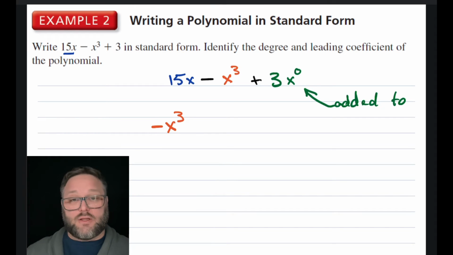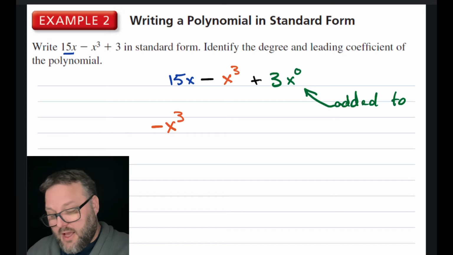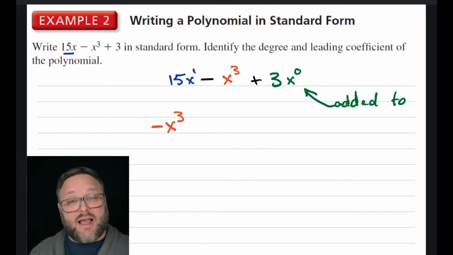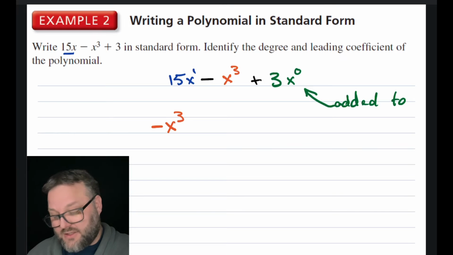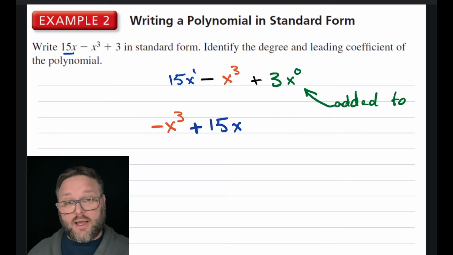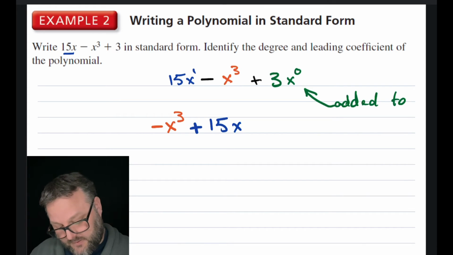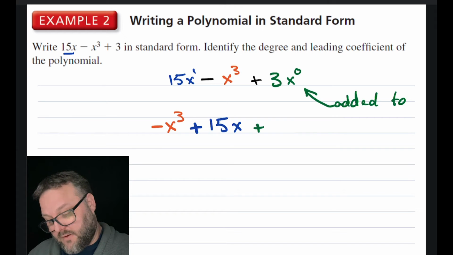Since 3 is the largest degree I have in this, that term is written first. Then, because this x actually has a 1, it is the next term. Now, it's positive, so I'm going to write plus 15x. Now, I'm not going to put the 1. I only put it there to remind myself, hey, it's got a 1 exponent, so it's a first degree monomial, and that's less than 3, so I'm counting down or backwards. And I'm still left with a positive 3.